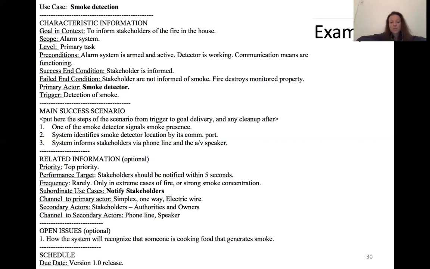Open issues on this one are how the system will recognize that someone is cooking food that generates smoke. There we go. No false alarm for broccoli. That is not even burned. Schedule version 1 release. So this goes out with the first release because it's the very basic use case of that system.